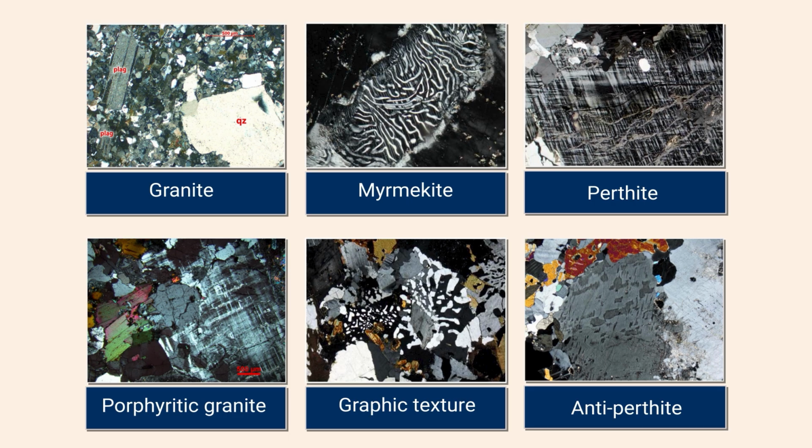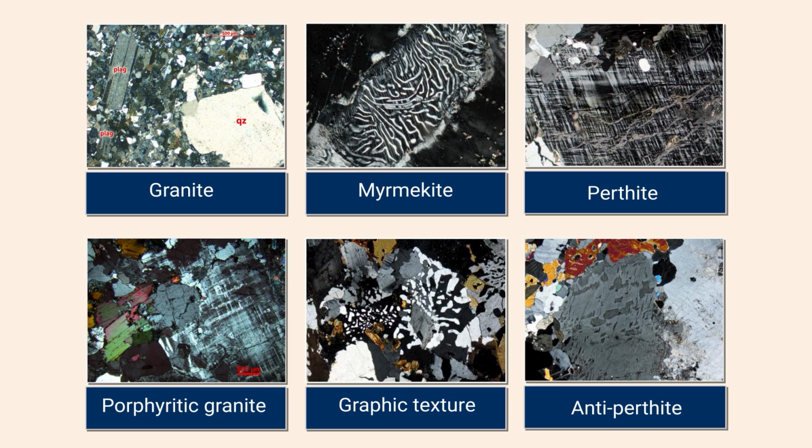Then below, we have the porphyritic granite where you can see the phenocrysts of plagioclase and quartz embedded in a fine-grained matrix consisting of plagioclase feldspar, potash feldspar and quartz. Here is a myrmekitic intergrowth. Myrmekite is a texture seen at the microscopic level where vermicular growth of quartz is seen in a plagioclase host.